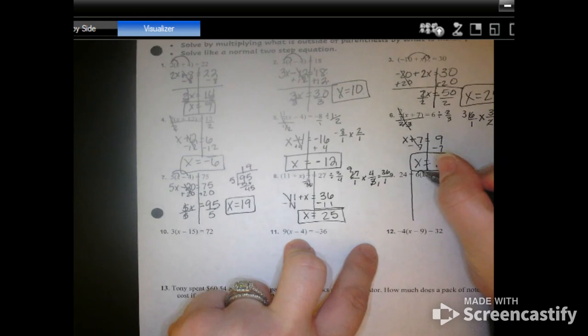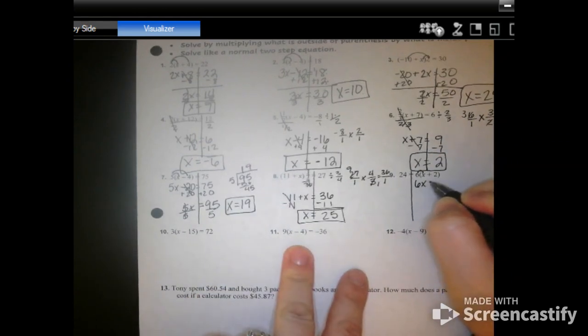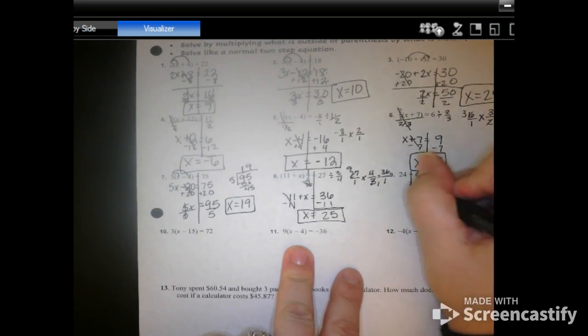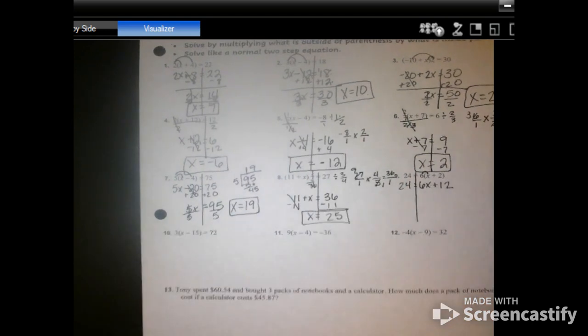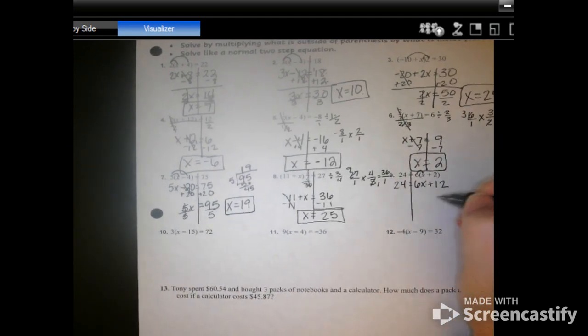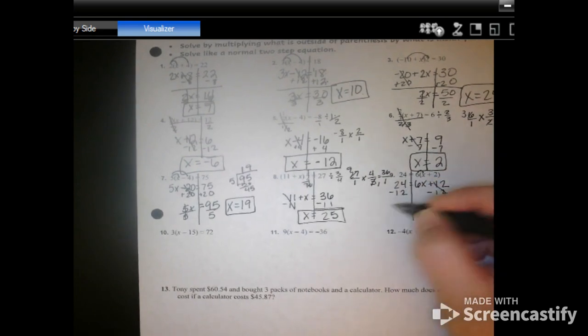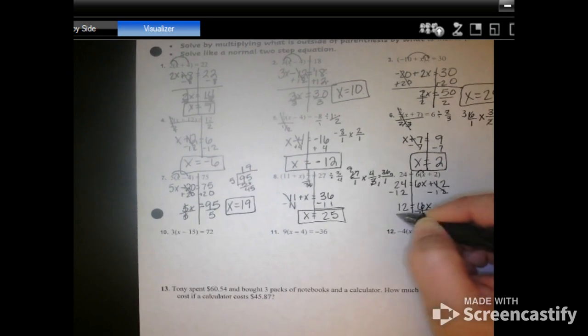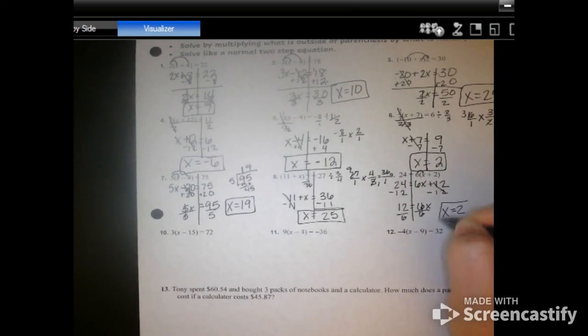Okay, 6x plus what? Plus 12 equals 24. What's my first move? Subtract 12. What's 24 minus 12? Yep. All right, so I have 6x equals 12. Divide. 6, yes, okay, good job.